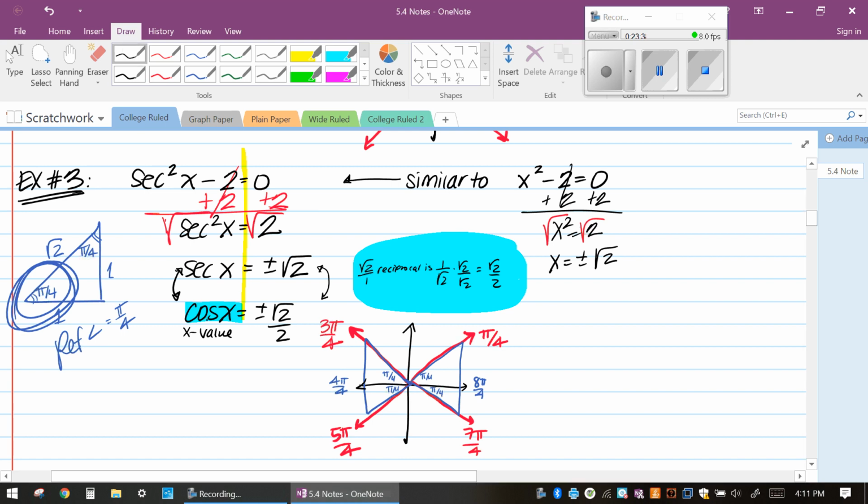So all the angles that have a positive or a negative cosine of adjacent over hypotenuse, remember the special triangle, are going to be all of those angles: pi over 4, 3 pi over 4, 5 pi over 4, and 7 pi over 4.